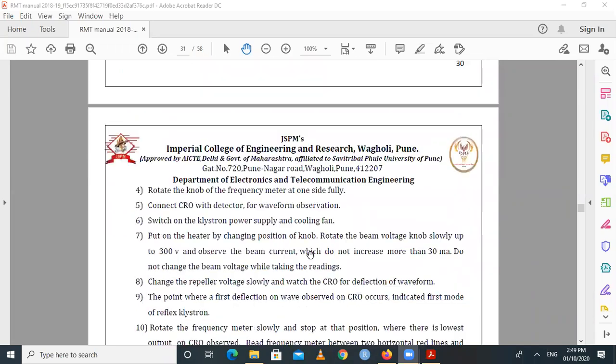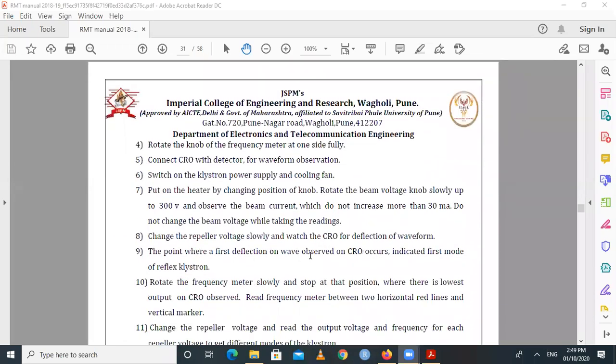First, you have to set the beam voltage, and the beam voltage is set to 250 volt. Then the second step is that you have to change the repeller voltage until you get some deflection on the CRO, and that can be treated as the first mode. That first mode again has three different readings: the first minima reading, the maxima reading, and the second minima reading. For each reading you have to find the frequency, and the frequency can be calculated by rotating the frequency meter until there is a deflection in the waveform on the CRO. And you have to repeat this procedure for the second mode as well as the third mode.